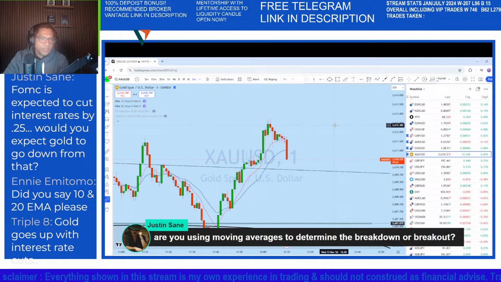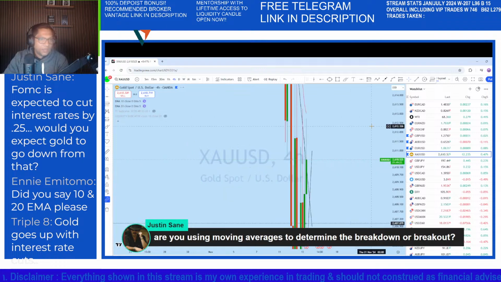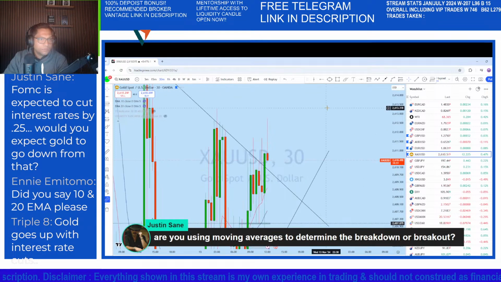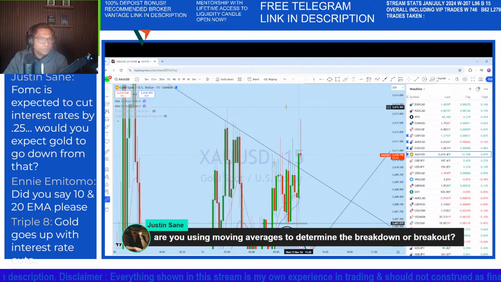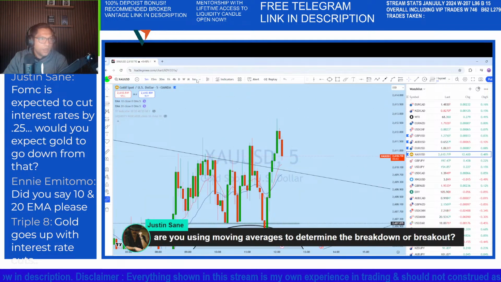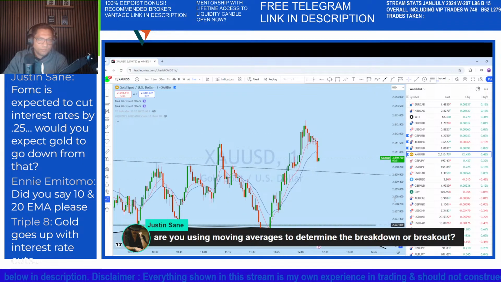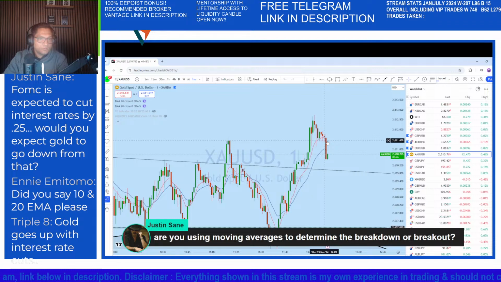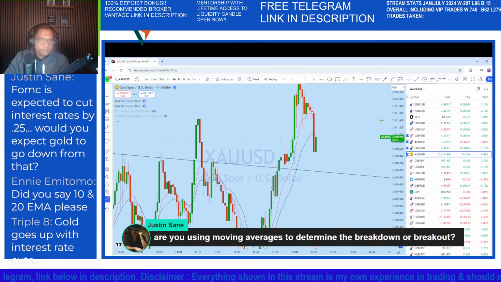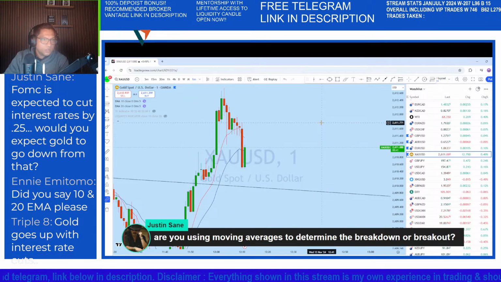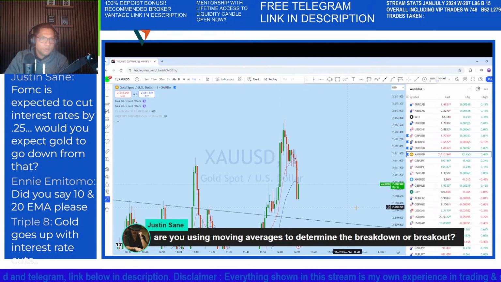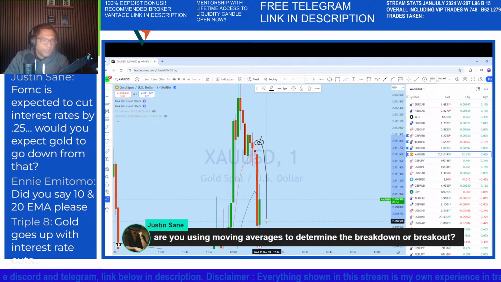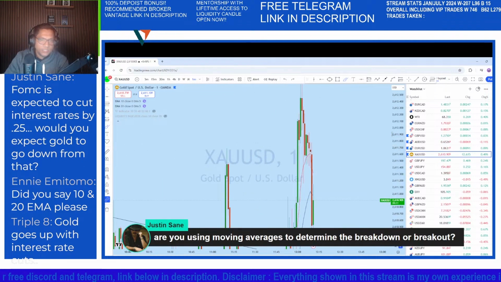Okay, we see that here getting some rejection from the top, and with that rejection, there's a liquidity gap here. See, there is a liquidity gap, expecting the market to trend in that direction.